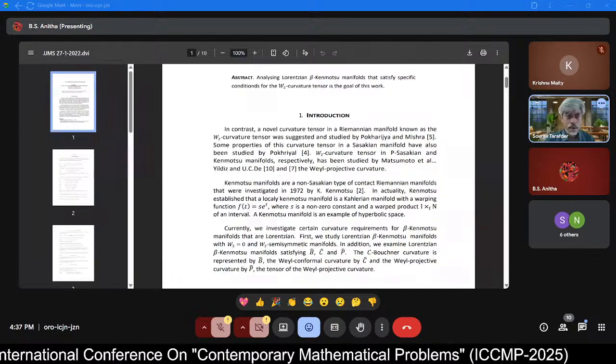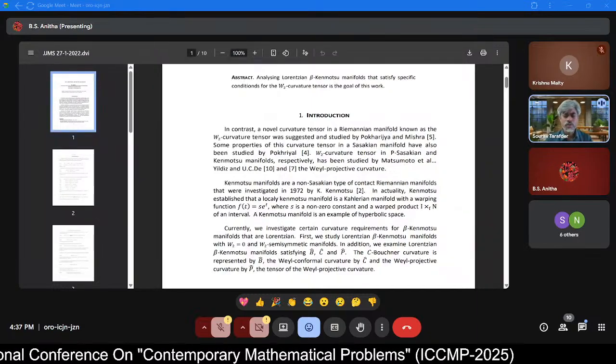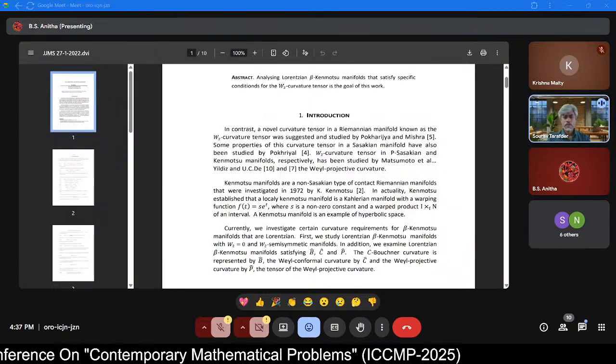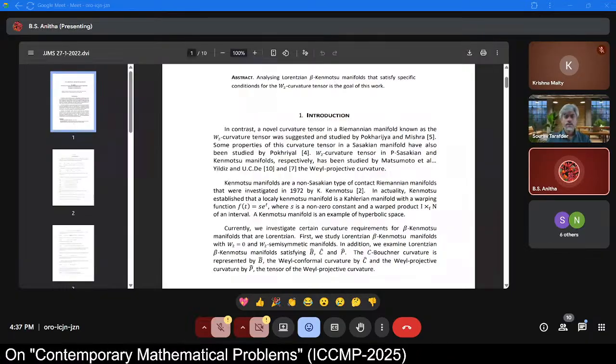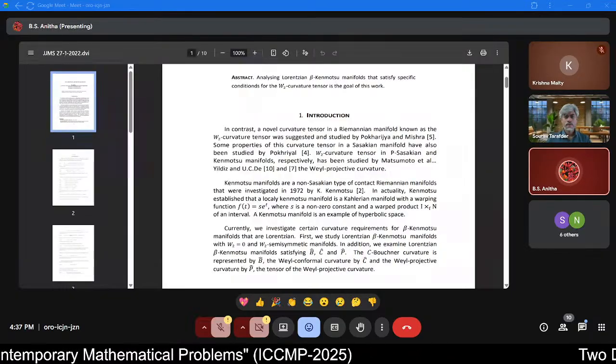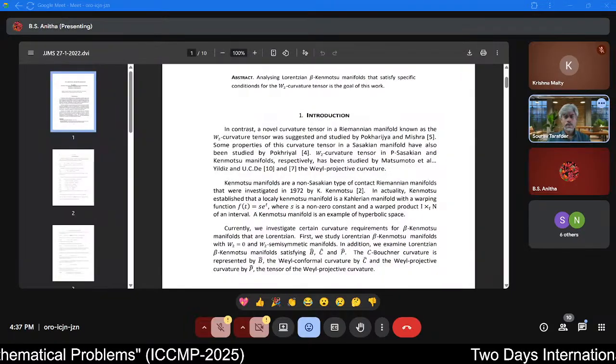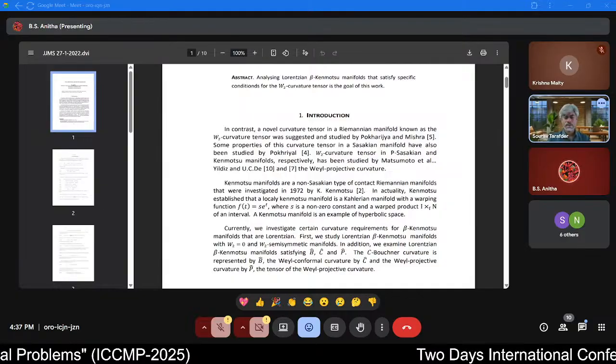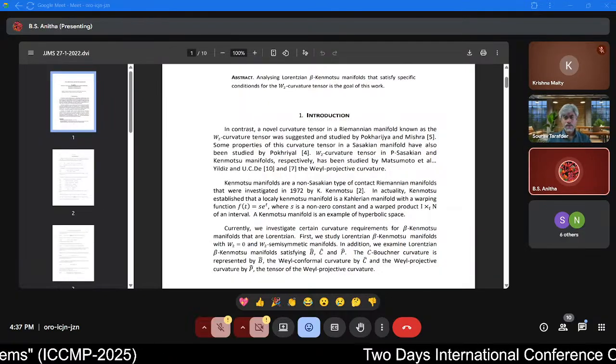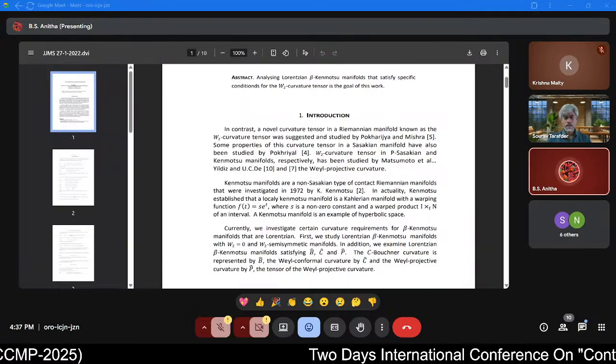Well, Dr. Anita, you did not show any result. Yes, but it is not moving, sir. That is the main problem. The slides are not moving. Can you please drag the sidebar? I'm trying to drag also, but dragging is also not working.